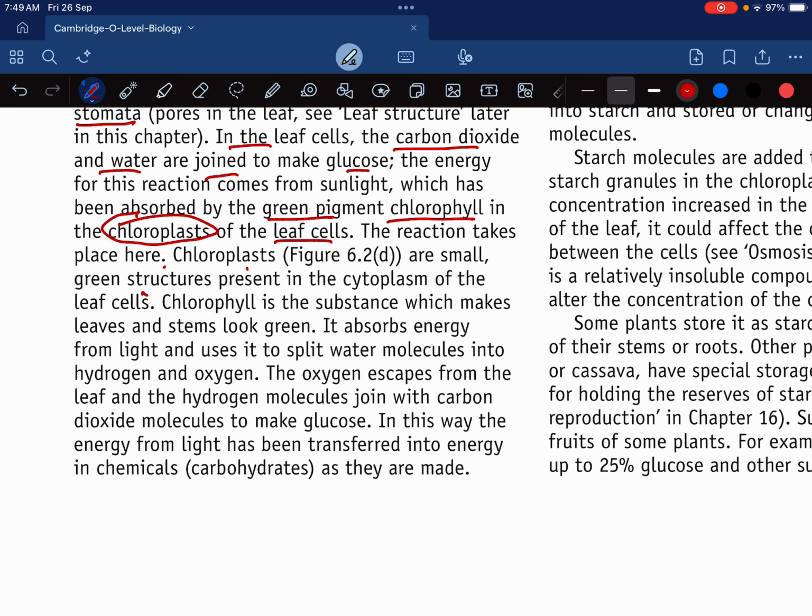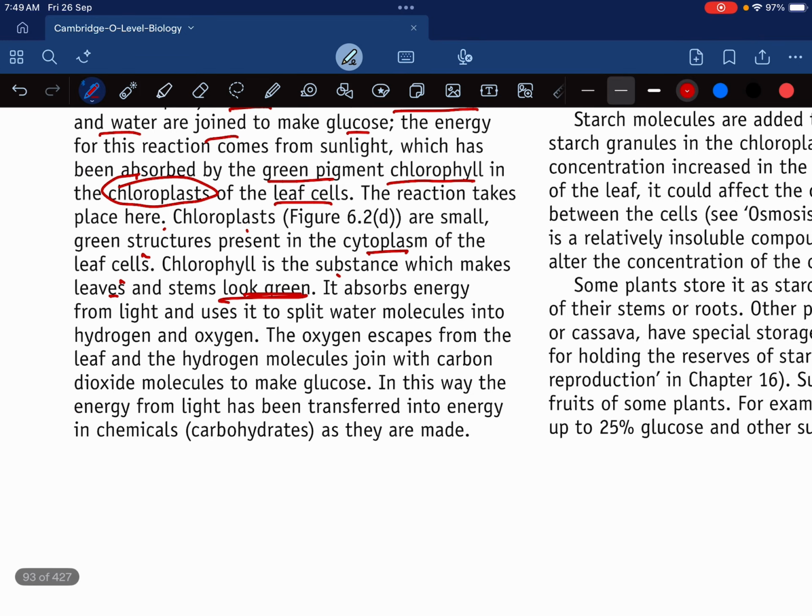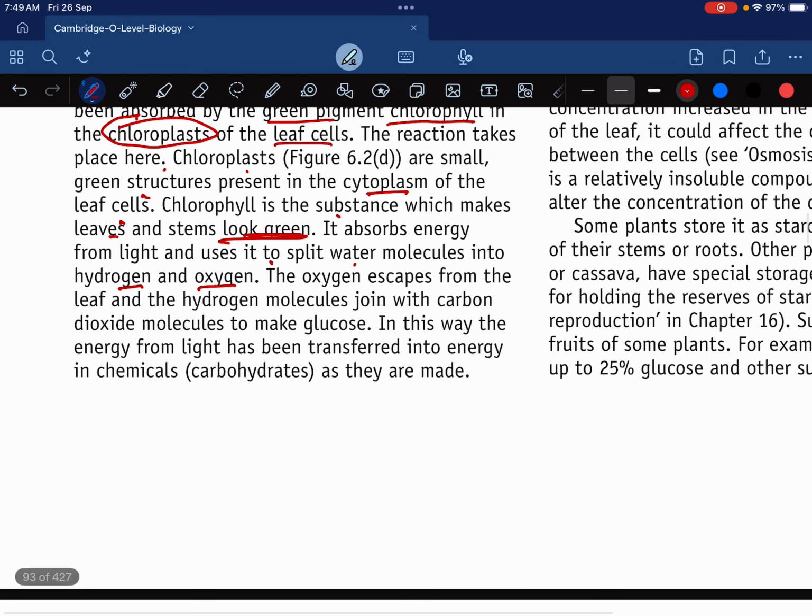Chloroplasts are small green structures present in the cytoplasm of the leaf cell. Chlorophyll is the substance which makes leaves and stems look green. It absorbs energy from light and uses it to split the water molecules into hydrogen and oxygen. The oxygen escapes from the leaf and hydrogen molecules join the carbon dioxide molecule to make glucose.